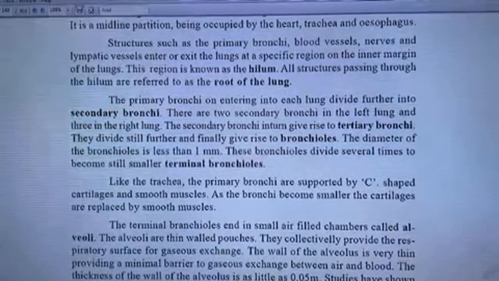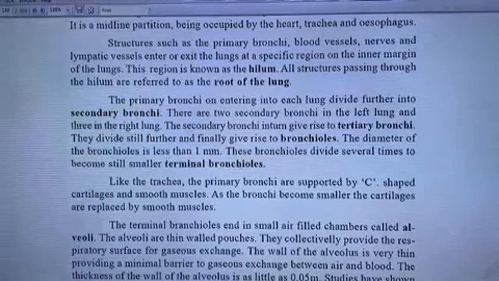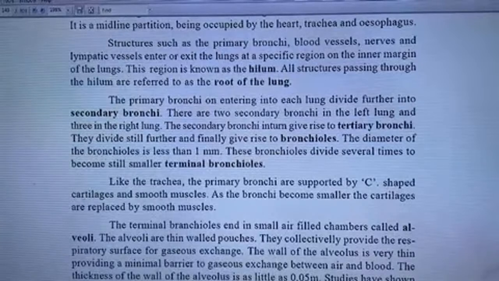The primary bronchi on entering into each lung divide further into secondary bronchi. There are two secondary bronchi in the left lung and 3 in the right lung. The secondary bronchi in turn give rise to tertiary bronchi that divide further, and finally give rise to bronchioles. The diameter of the bronchioles is less than 1 millimeter. These bronchioles divide several times to become still smaller terminal bronchioles.